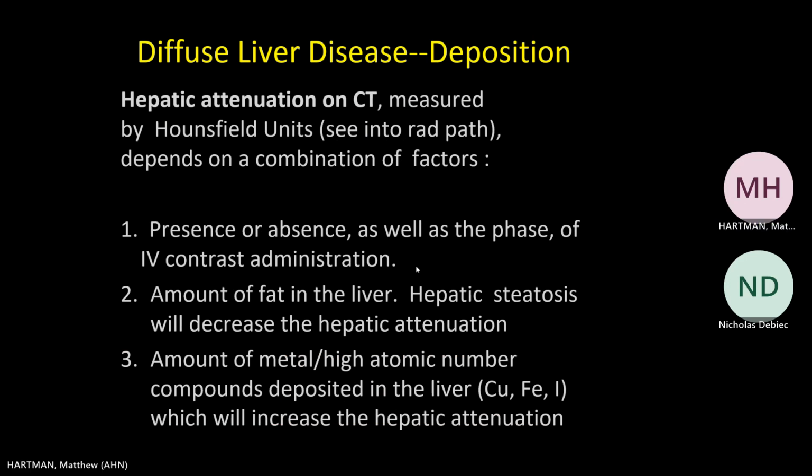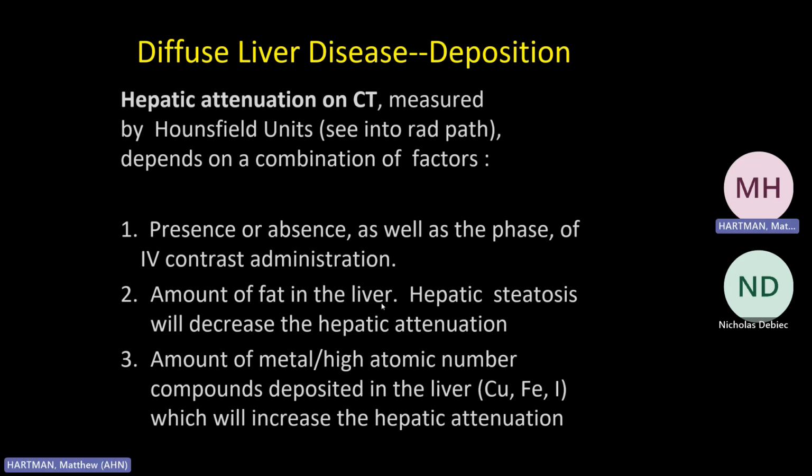The other concept about diffuse liver disease is deposition. We realize the normal liver will have Hounsfield units of about 60 on non-contrast. That has to do with the glycogen composition in the liver. But if we put other elements in there, we can increase or decrease that. So elements, metals like copper, iron, or iodine, if you remember, has a high atomic number, that will increase the hepatic attenuation. We put fatty substance, microscopic fat in there, that will bring it down.